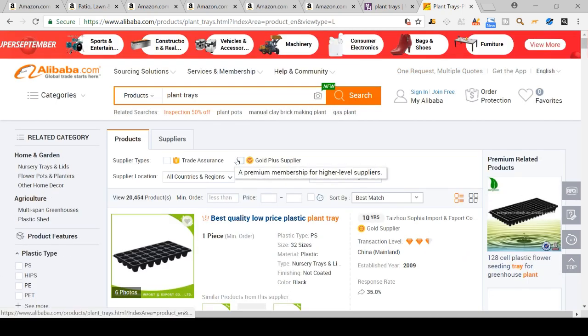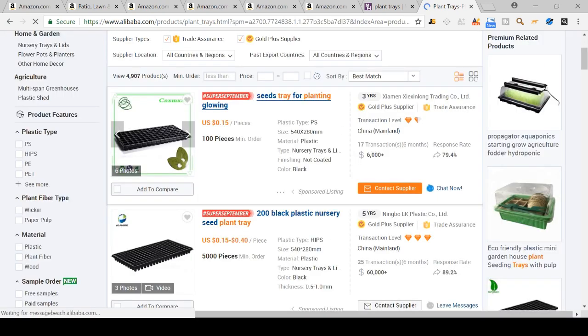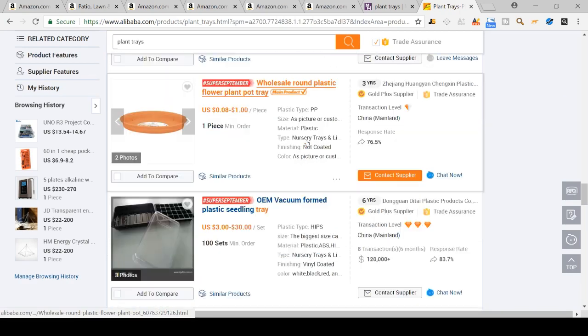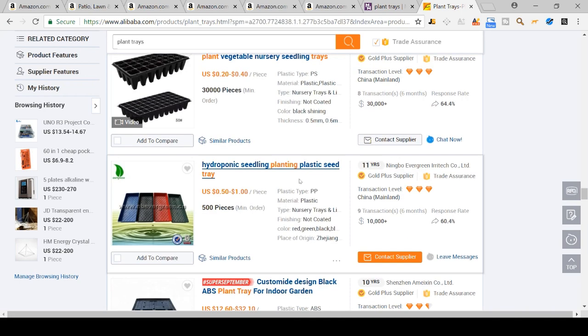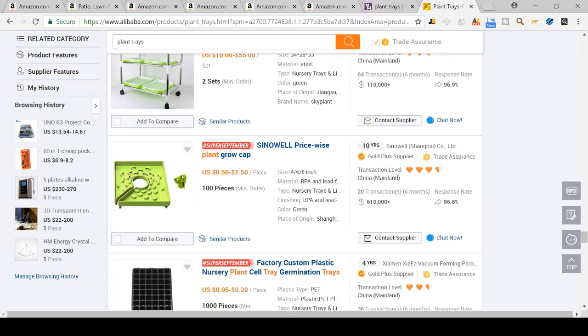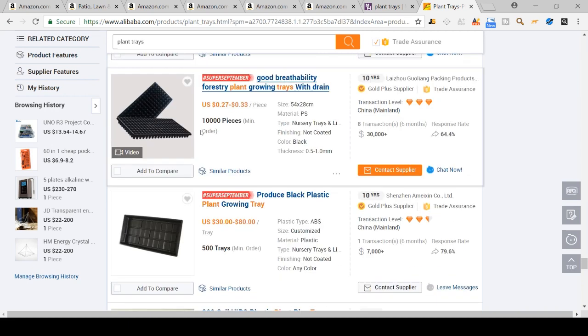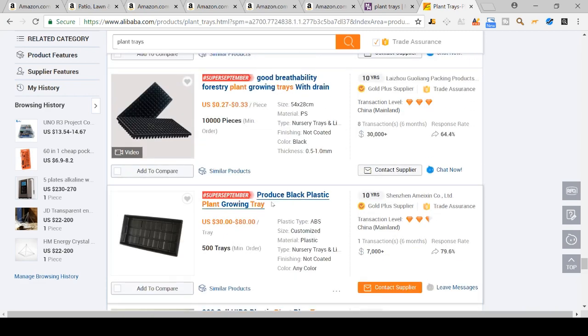Let's try to check the gold suppliers and check this as well, the trade assurance. Let's see what results we have. So let's scroll down. It appears to me that the two suppliers that we saw earlier are not gold suppliers and not trade assured partners with Alibaba, but that's okay. So this guy is selling for 0.6 per piece, and they have sold about 8,000 and more worth of product.